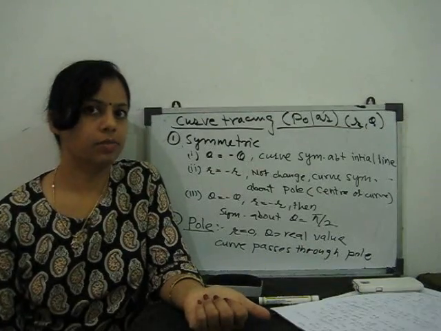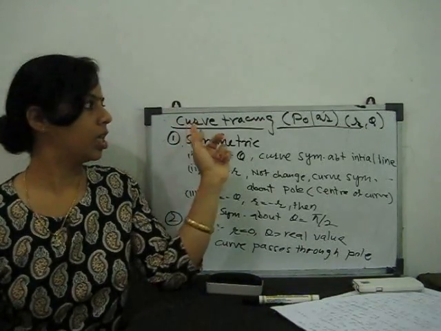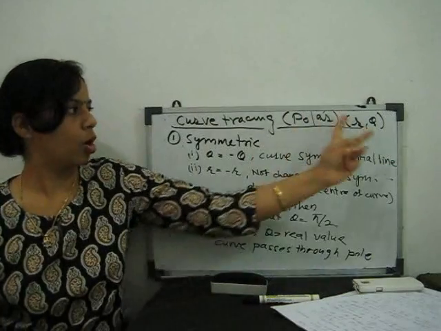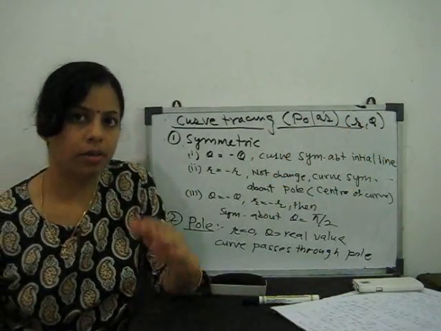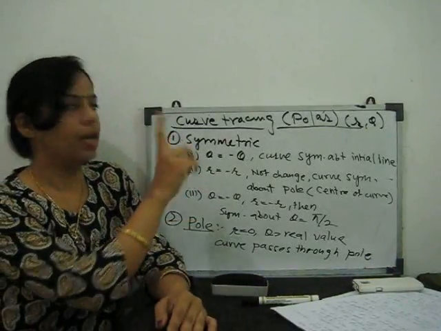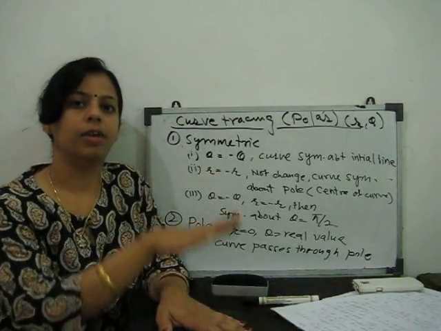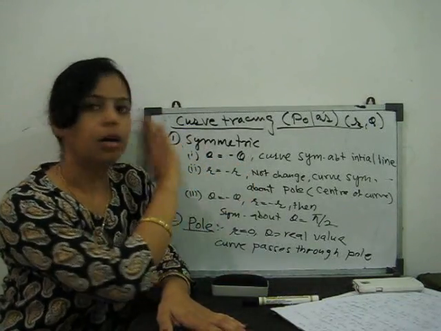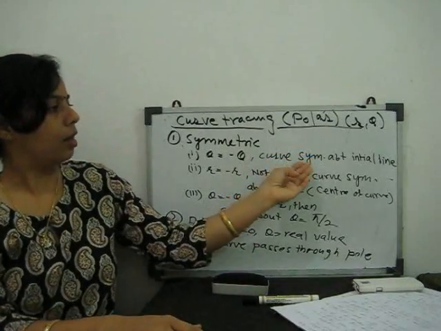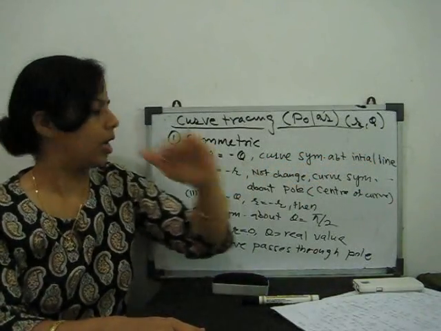Welcome to our next video, where we learn curve tracing for polar coordinates. Polar coordinates means our coordinates are given in r and theta, so our curve is given in r and theta form. Same as in Cartesian coordinates, we have to check the symmetry. If we put theta as minus theta and the curve does not change its value, the curve is symmetric about its initial line.